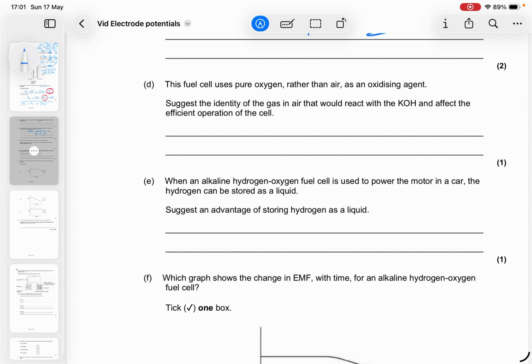This part D says the fuel cell uses pure oxygen. So remember what a fuel cell is. A fuel cell needs a fuel, hydrogen or ethanol, and it needs an oxidant, which is oxygen. That's simply what a fuel cell is. So the gas in the air that reacts with hydroxide is carbon dioxide, because carbon dioxide is an acidic gas.